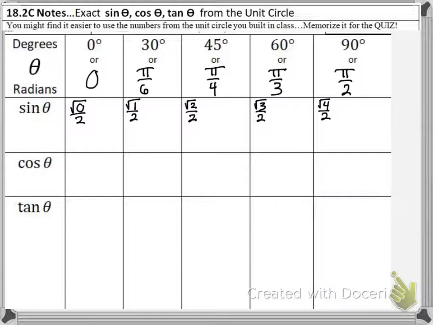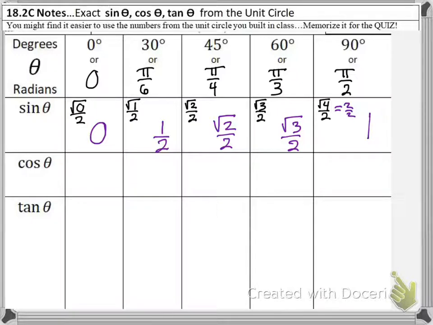And then I have square root of 0 is 0, and 0 over 2 just gives me 0. Square root of 1 is 1, and 1 over 2 is just 1/2. Square root of 2 over 2, can't do anything with that. Square root of 3 over 2, can't do anything with that. Square root of 4 over 2 is 2 over 2, which is just 1.